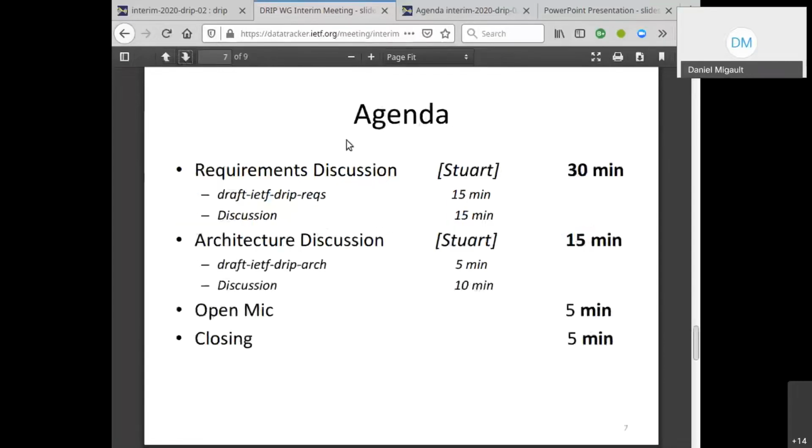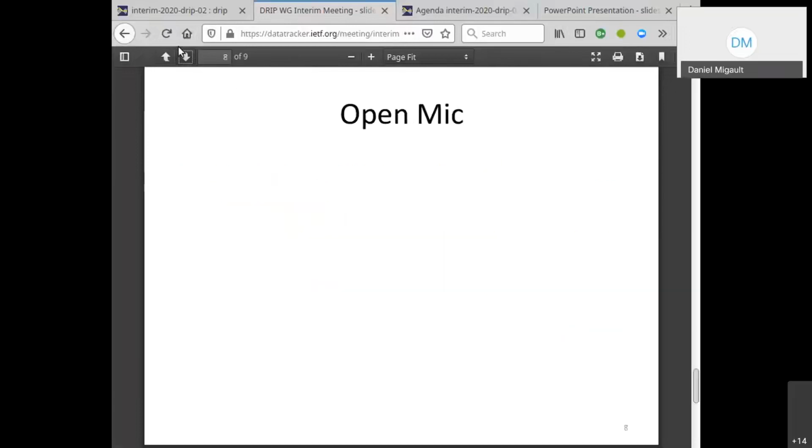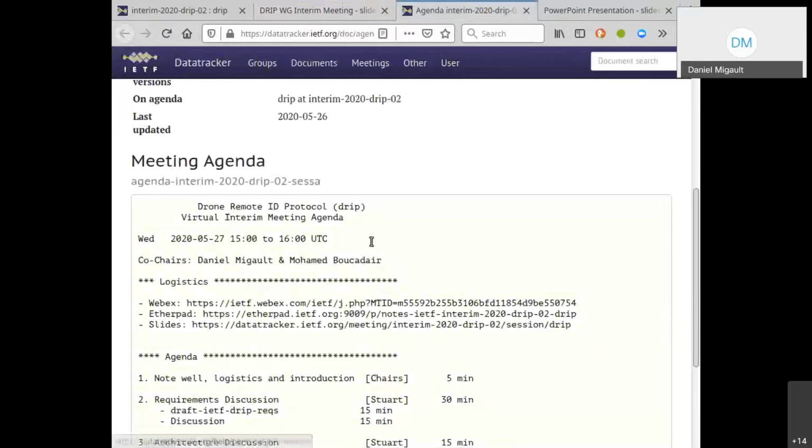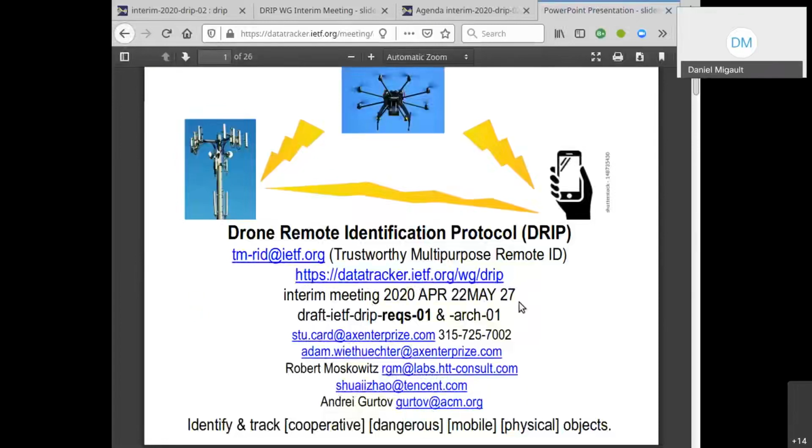So next slide. The agenda today. We have two main documents, which are the requirements and the architecture document. So emphasis is going to be on the requirements. And then open mic will follow. So that is the agenda, and here is the slide. So the floor is yours. Okay. I'd like to rip through these a lot more quickly than the time that you've given me. So next slide.